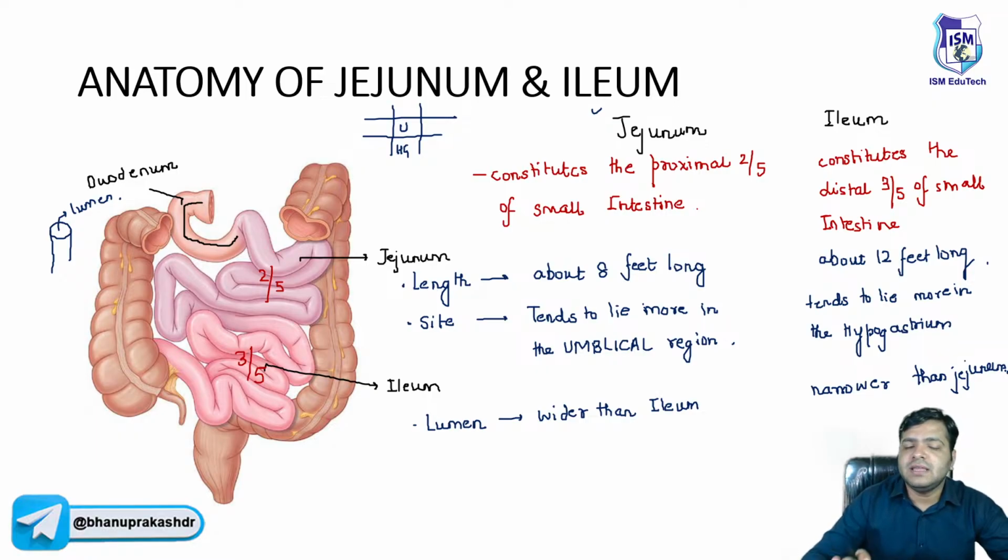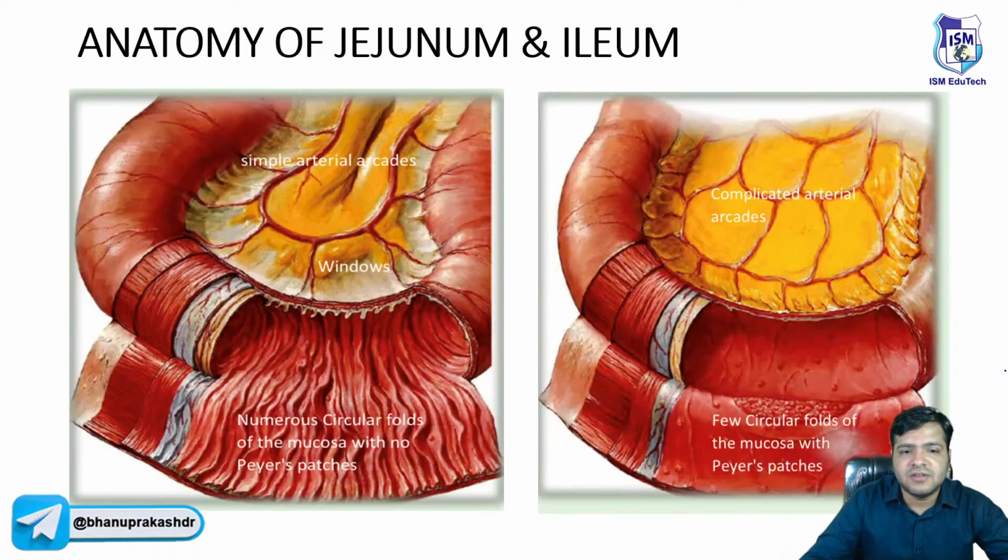So we have already discussed that proximal 2/5 will form the jejunum, distal 3/5 will form the ileum. The length of the jejunum is 8 feet long. The ileum is 12 feet long. Side, the jejunum lies more in the umbilical region. Ileum lies in the hypogastrium region. The lumen of jejunum is more wider than ileum, and the lumen of the ileum is more narrower than jejunum, right? So I hope these points are very much clear to each and everyone.